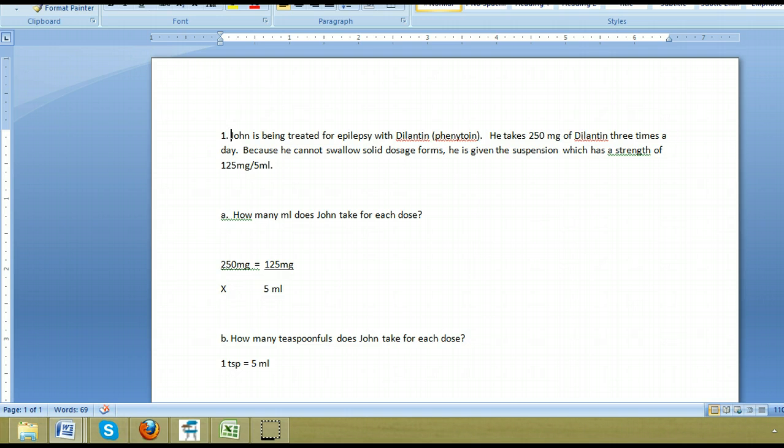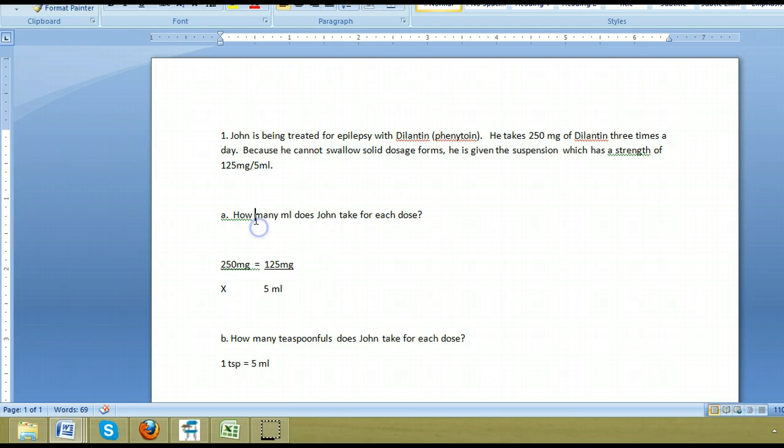The suspension that he has a bottle of has a strength of 125 milligrams per 5 mils. Okay, 125 per 5 mils. This question has a couple of parts, and the first part asks, how many milliliters does John take for each dose? It's a suspension, so he has to measure it out in one of those little dosing syringes or a little teaspoon that's marked in teaspoons and mils. So he needs to measure out so many mils so that he gets 250 milligrams in that dose. And we're not asking how many mils he's taking for the entire day, just per dose.